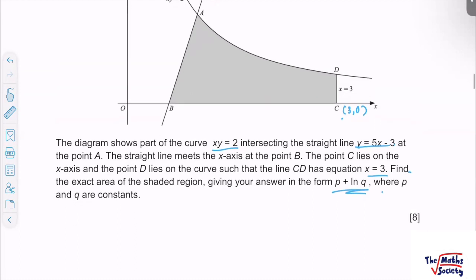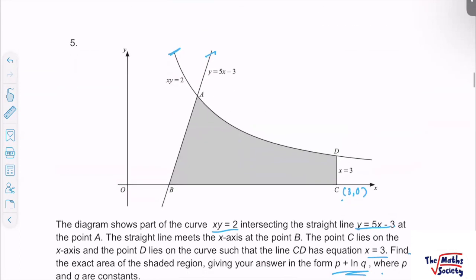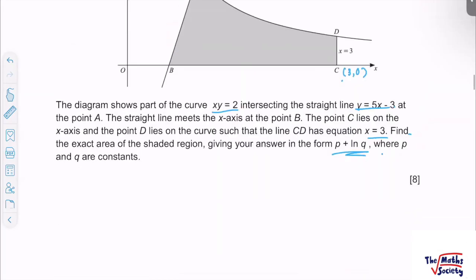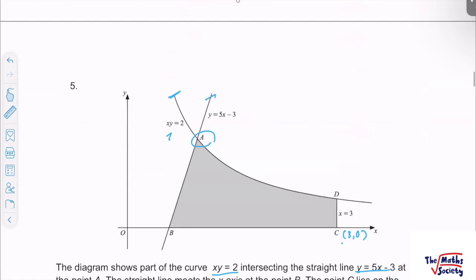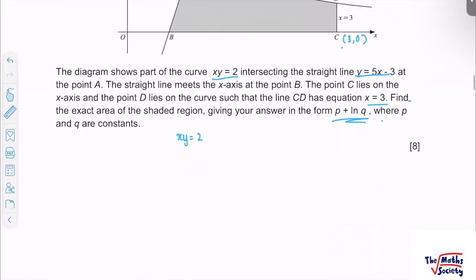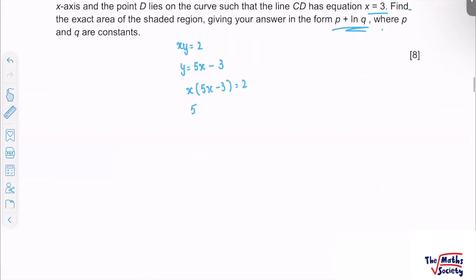So firstly, we're going to use xy equals 2. So we're going to find A first here, because we need the point. So we know xy equals 2, and then the curved line intersects with the straight line, right? So we're going to substitute it. x times y, which is 5x minus 3, equals 2. That's going to give you 5x squared minus 3x is equal to 2. So you have 5x squared minus 3x minus 2 equals 0.